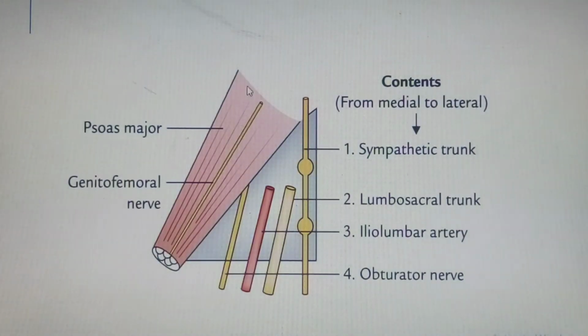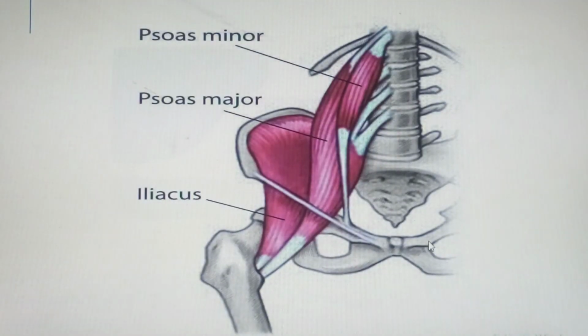But by way of just looking at the psoas major muscle, if this is the vertebral column, then just paravertebral you are going to have the sympathetic chain. So from medial to lateral, sympathetic chain, followed by the lumbosacral trunk, then followed by the iliolumbar artery, as well as the obturator nerve. Although we know the obturator nerve will be medial, it will be just medial to the psoas major muscle. But the medial most structure from the paravertebral region will be the sympathetic chain. So there we are.